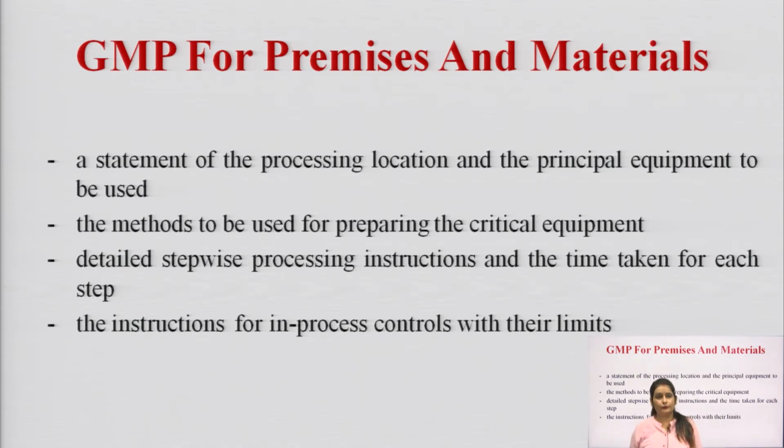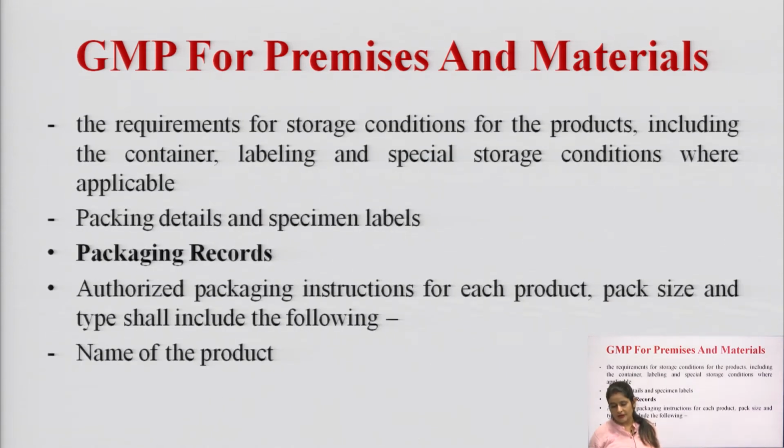A statement of processing location and principal equipment to be used should also be included in the MFR. The method to be used for preparing the critical equipment should also be mentioned in the manufacturing record and master formula record, and the detailed stepwise processing instruction and the time taken for each step should also be explained over here in the master formula record. Also, the instructions for in-process control with their limits should be mentioned.